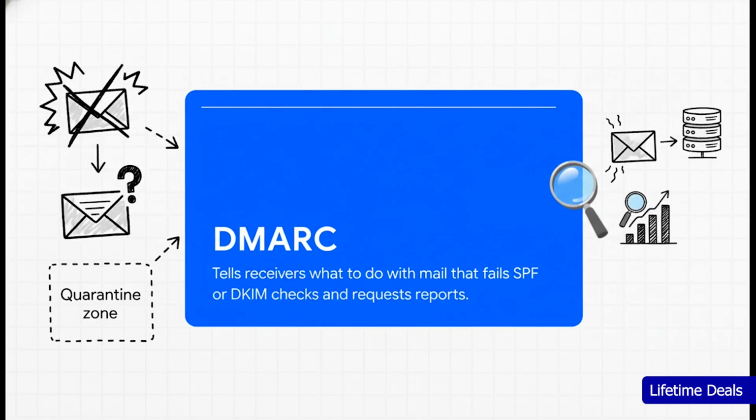Okay, but what happens if an email fails one of those checks? What if the return address is wrong or the seal is broken? That's where the final pillar, DMARC, comes in. This is basically your set of standing instructions to all the world's email servers. It says, if you get a fake email pretending to be from me, here's what I want you to do. Either reject it or quarantine it. And crucially, it also tells them to send you a report about it.